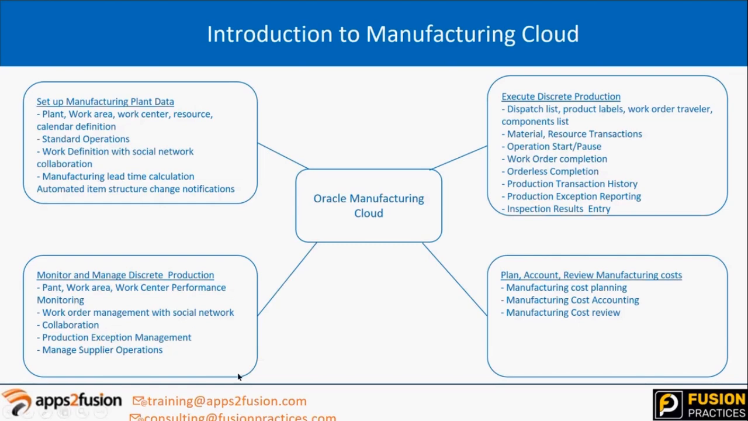In discrete manufacturing, we have a dispatch list. Using this dispatch list, typically a production supervisor schedules all the productions with just a few clicks, and in this way he can organize his resources, organize the work orders which are in queue, and prioritize them.